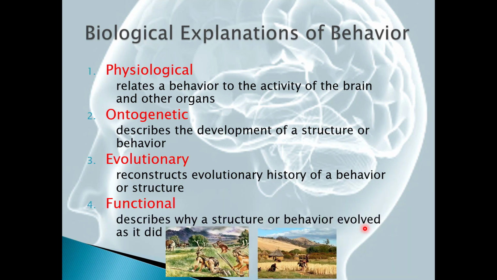The functional explanation is the why a structure or behavior evolved. So here, maybe again thinking about language, perhaps the reason that language developed, the why about how language developed, was for us to be able to hunt in groups and communicate more effectively and farm together.